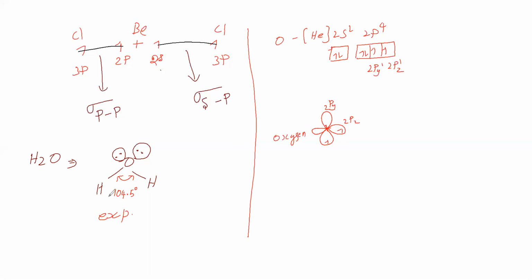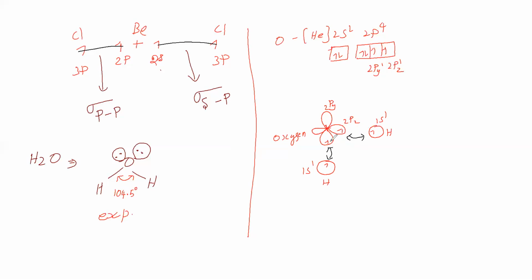Next, we will take hydrogen. Hydrogen has a 1s1 orbital. Now they go for overlapping. These two go for overlapping: this p orbital and this s orbital are going for overlapping.